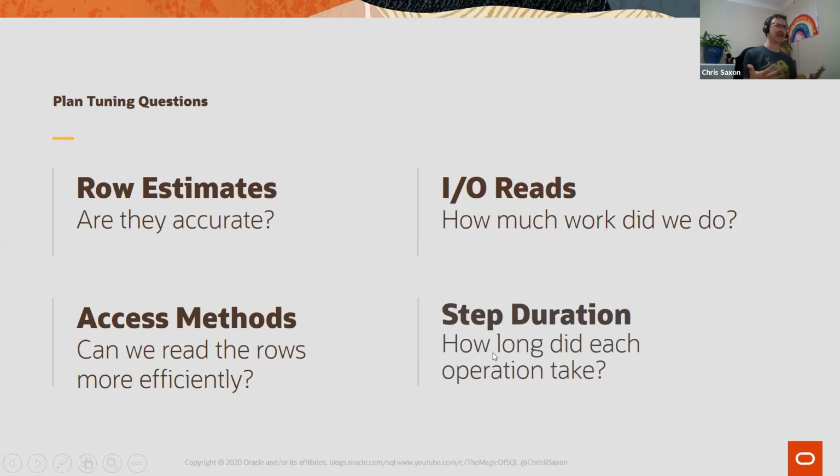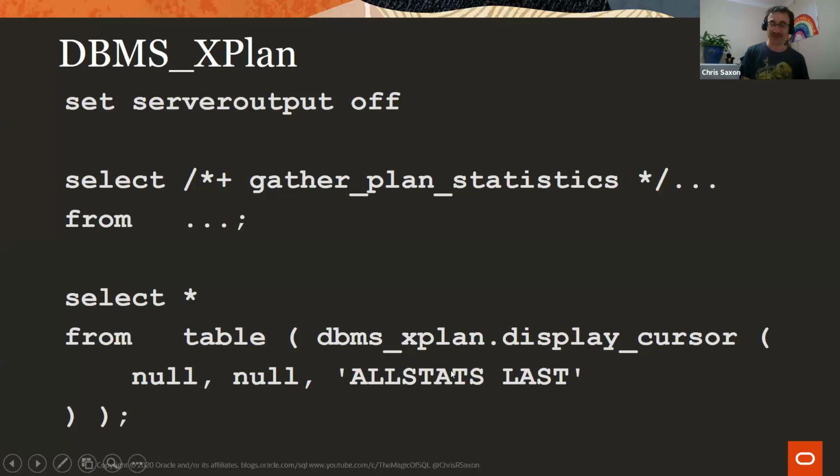Okay, so how do we get this information? Well, there are lots of ways you can do it. I really like the autotrace option in SQL Developer. It gives you a nice little graphical plan where you can expand and collapse things. But if you're asking for help from other people who you don't work with or you can't share your screen with, then DBMS_XPLAN is my preferred way.